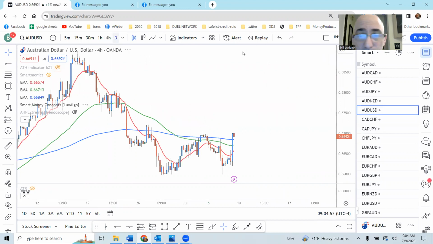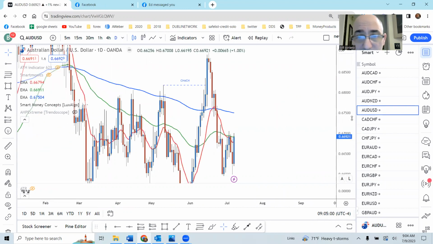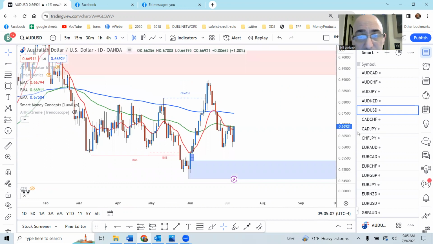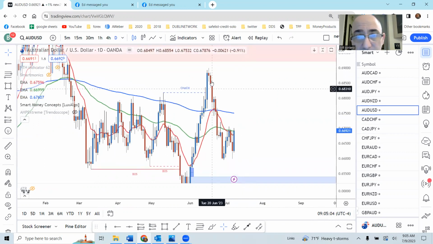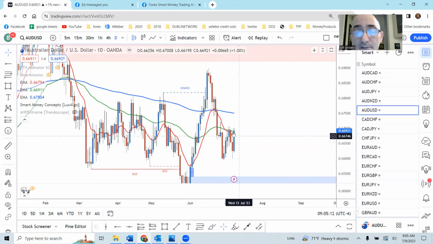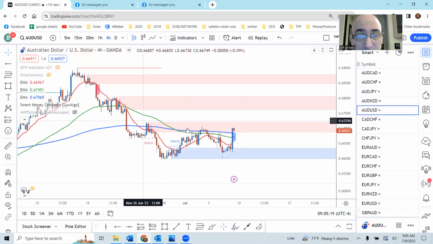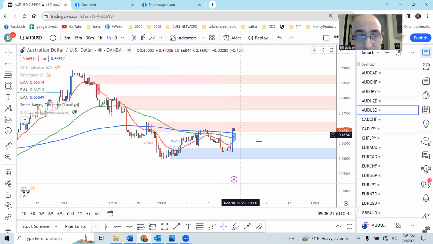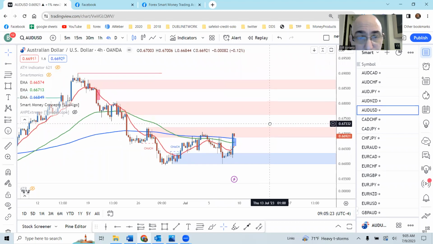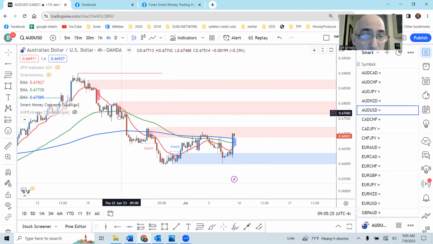Okay, if we go to AUD USD, again, we'd have to say that the current order flow is bearish, right? Price is below the 200-day. The 13 and the 62 are both below the 200-day, and the 13 is below the 62. So we'll find a bearish order block here. Now this order block's already been hit. Okay, so let's see if we can find something else here.